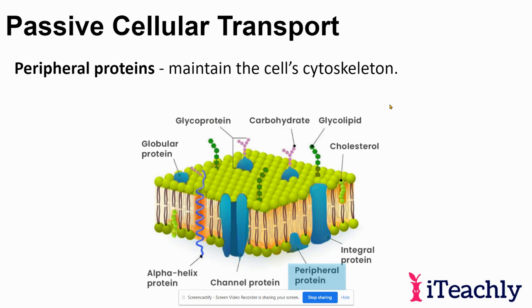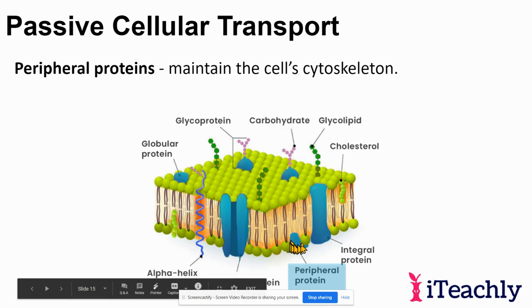Okay, a peripheral protein maintains the cell's cytoskeleton. The cytoskeleton sort of keeps its shape, and that is this right here. Peripheral proteins don't go all the way through the membrane. They're just here on the side. So that's a peripheral protein.